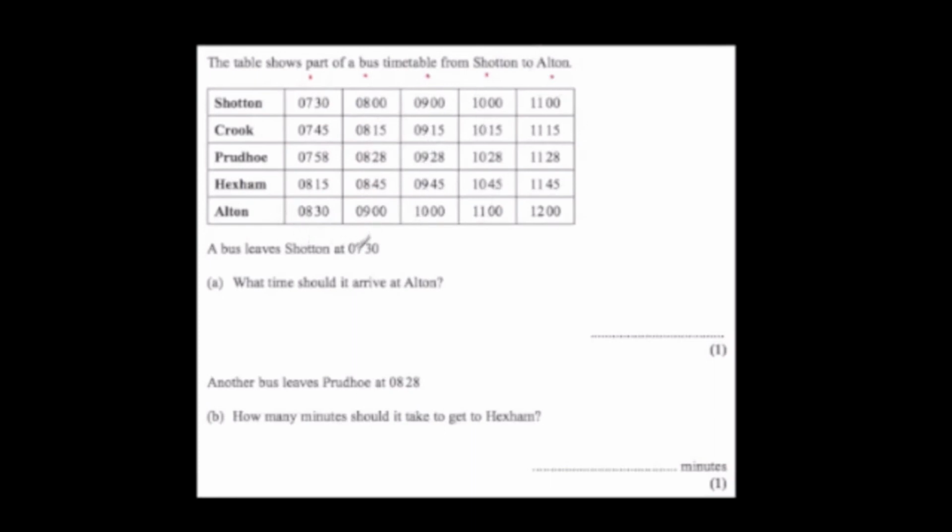So it says it leaves Shotton at 7:30. So it's this bus here. Okay, so it leaves here at 7:30. What time does it arrive in Alton? Well, it arrives in Alton at 8:30.